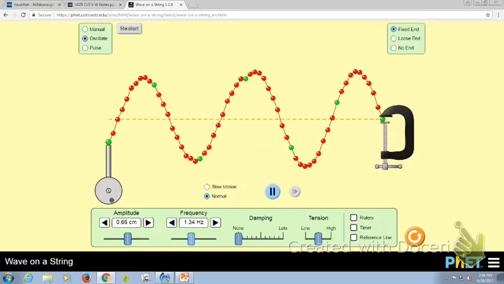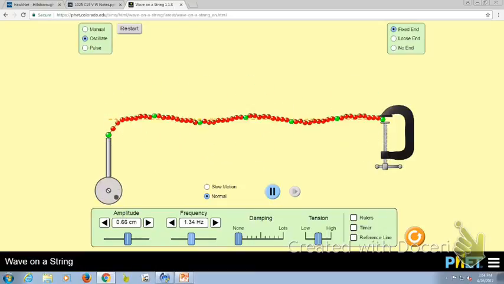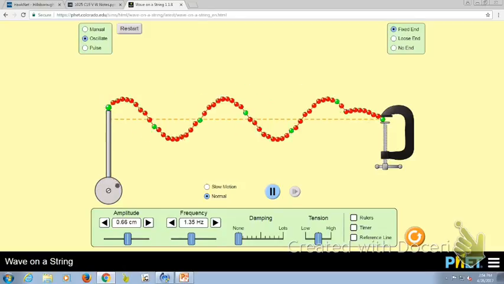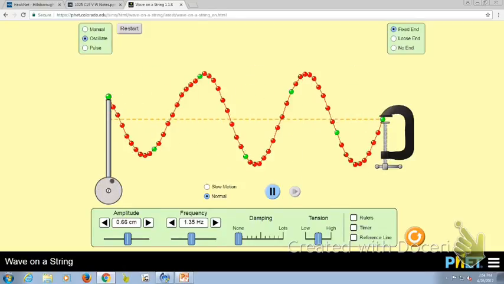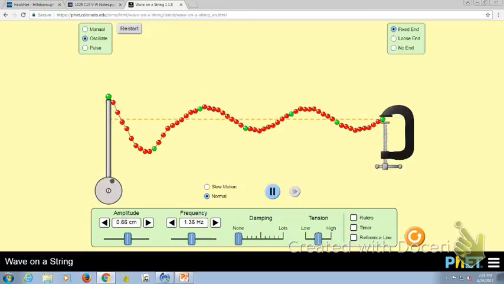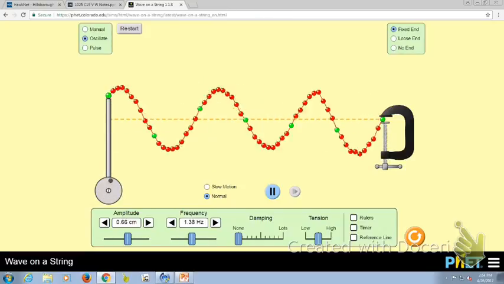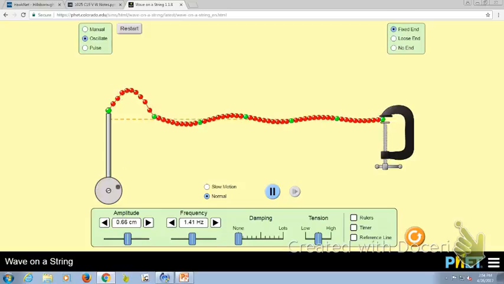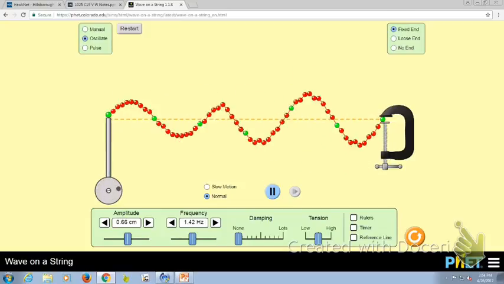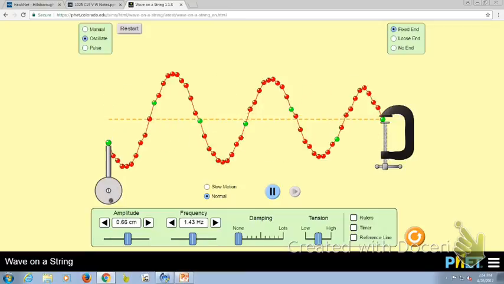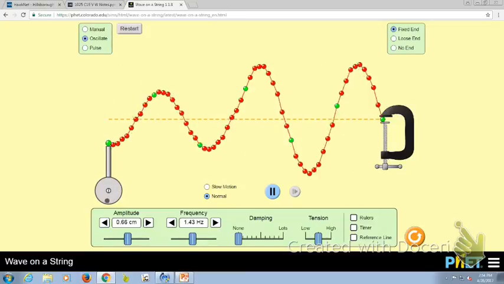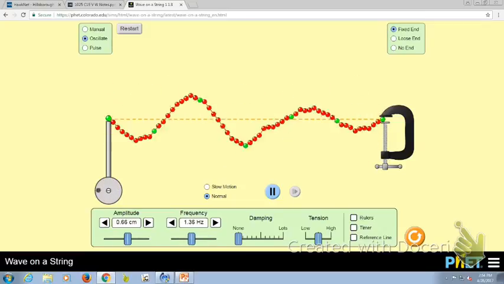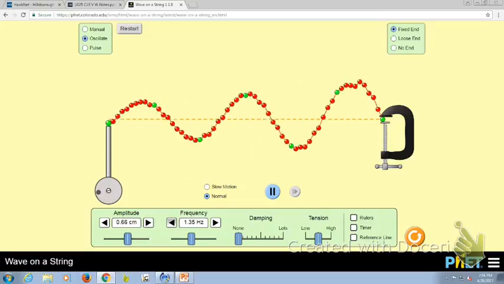Okay, and then look. If you get it ever so slightly out... If you get everything just right, I'm not quite there. You can get what's called a standing wave. And the standing wave, it doesn't seem to travel anywhere. It just seems to exist.